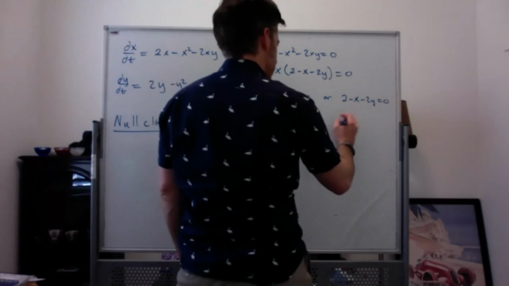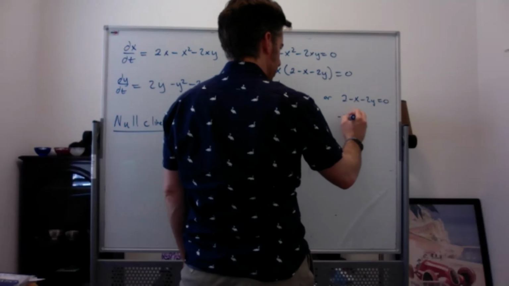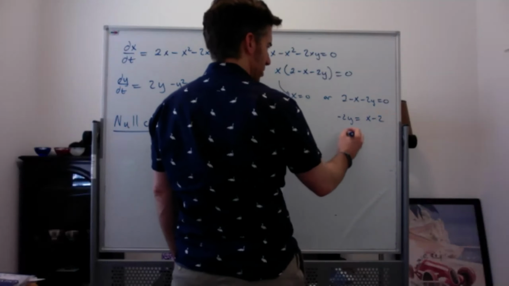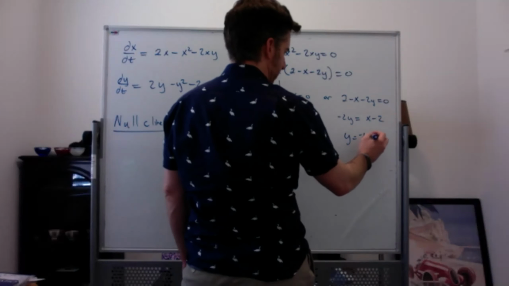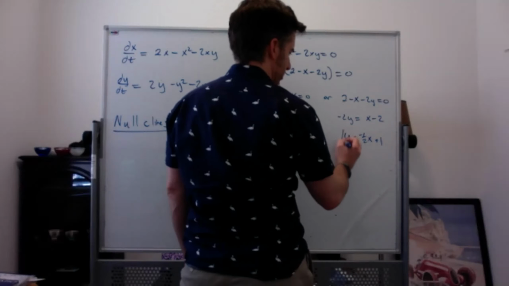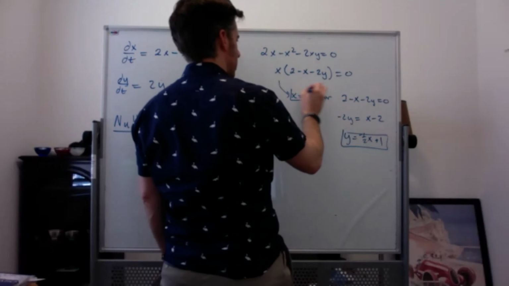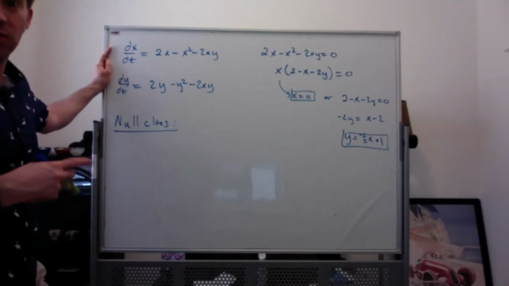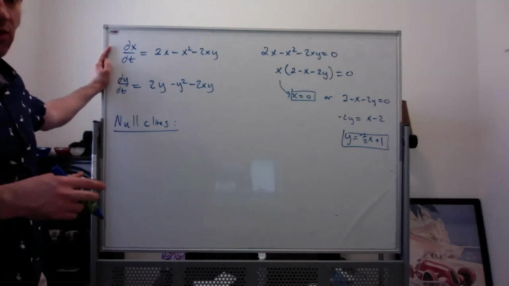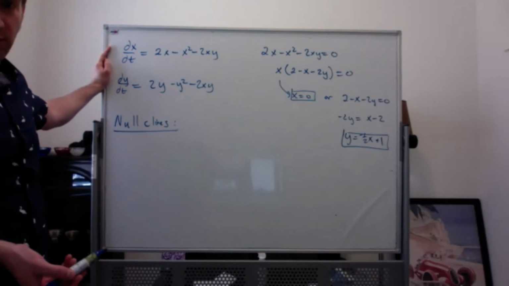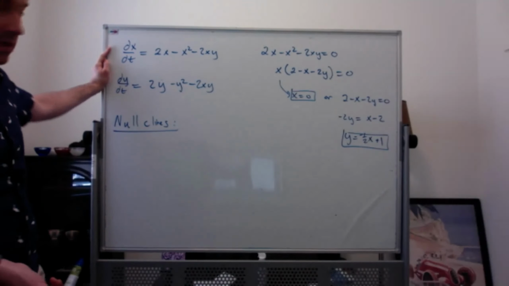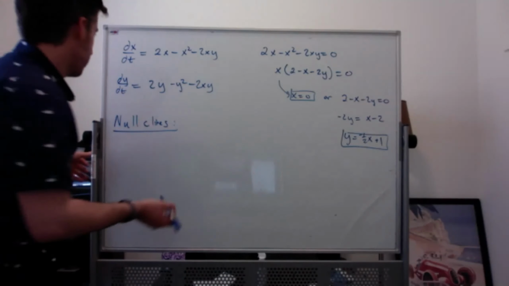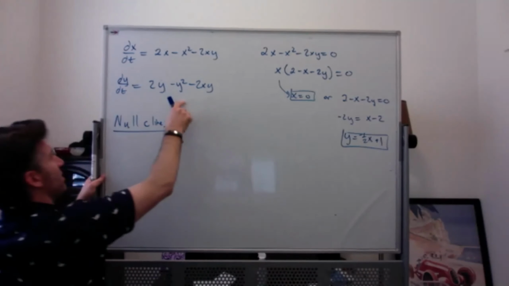So negative 2y equals x minus 2, so y equals negative 1/2 x plus 1. Those are my null lines for x. Along those lines on my graph, I know that the direction of travel is going to be purely vertical, because the dx/dt part is going to be totally 0.